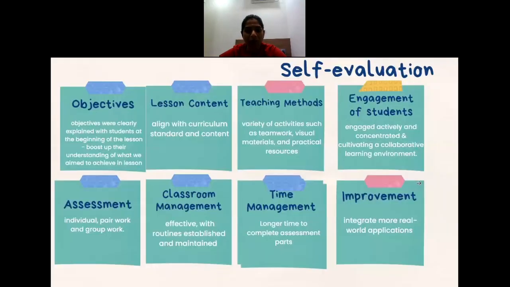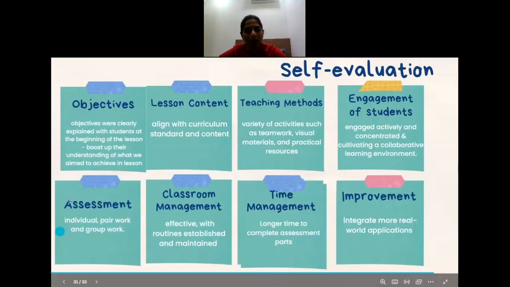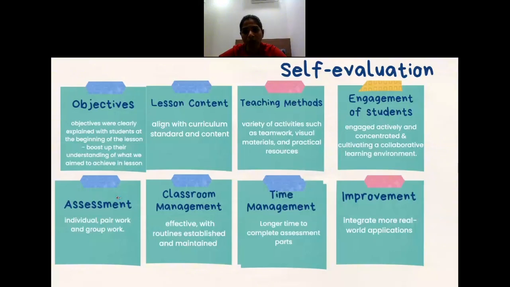Okay, let's continue with self-evaluation. Here, we had considered a few components in our teaching and learning process. Objectives, lesson content, lesson methods, evaluation, engagement of students, assessment, classroom management, time management, and improvement as well. The assessment part is we had given individual, pair work, and group work, and the teaching methods also we provided a variety of activities such as teamwork, visual materials, and practical resources.